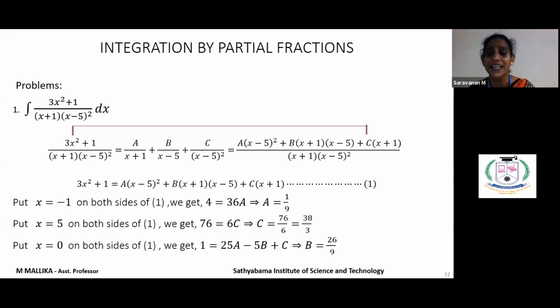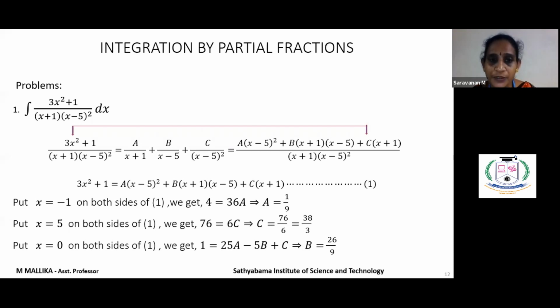For finding three unknowns, I need three equations. So how will you get those three equations? We can give any three values for x, obtain three equations, solve them and get the values of A, B, C. But when you do it that way, it is going to be a bit lengthy procedure. So you have a shortcut method of giving specified values to x so that you will get the unknowns directly.